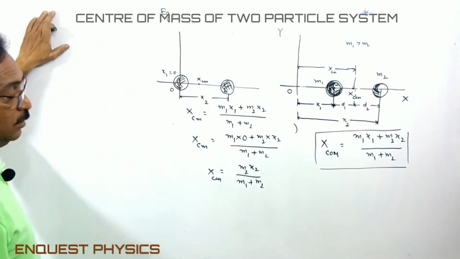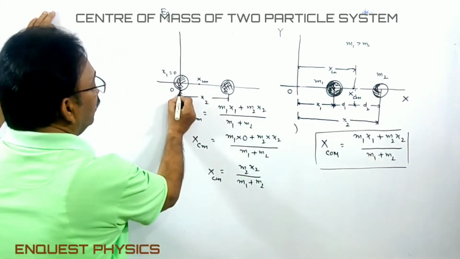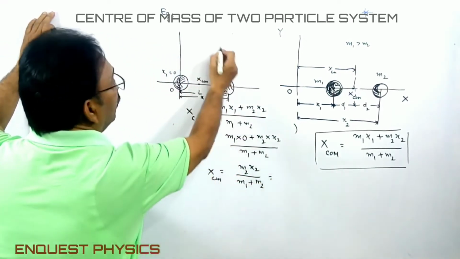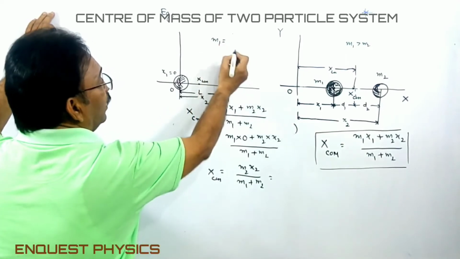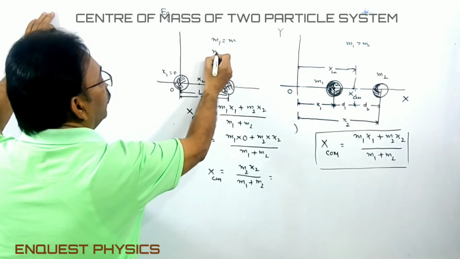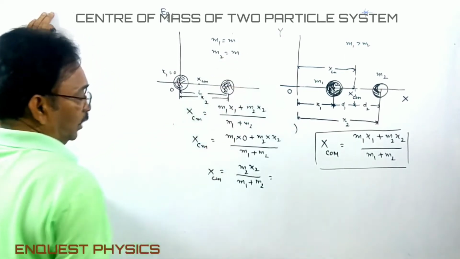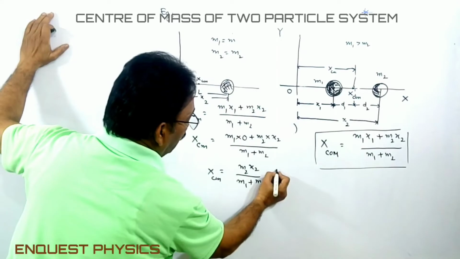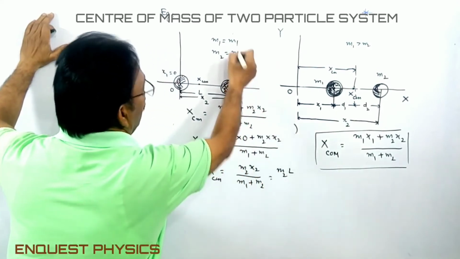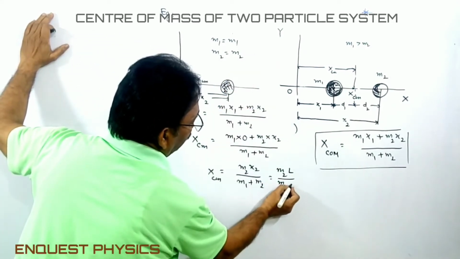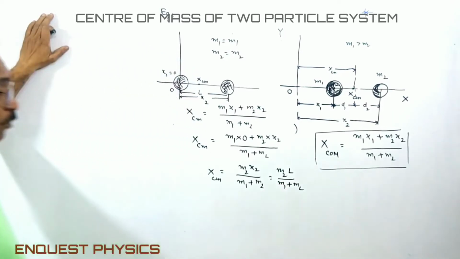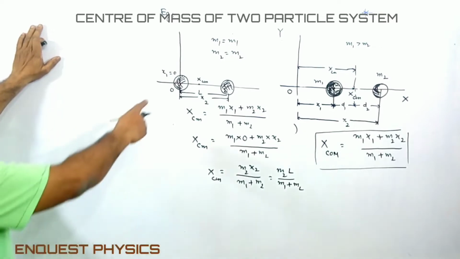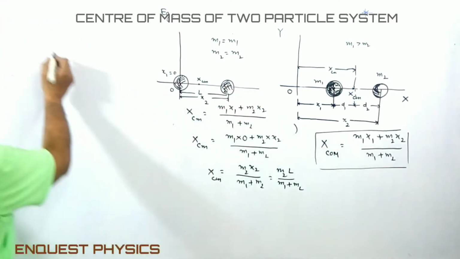Let's say x2 is equal to L, then it can be written as m2 L by m1 plus m2. Okay students, see this, and we are taking one more example.